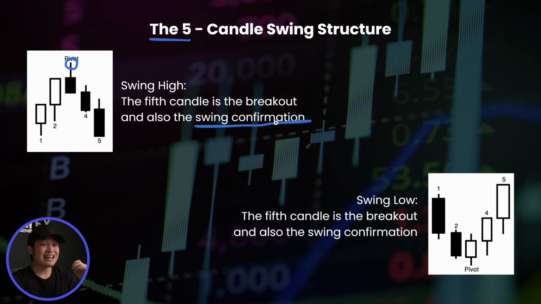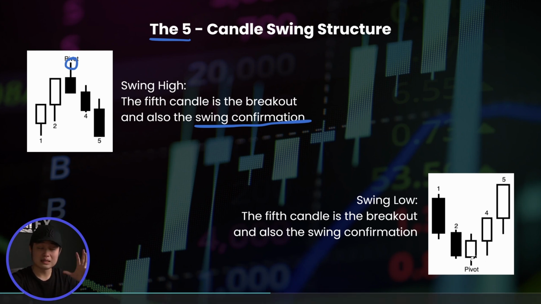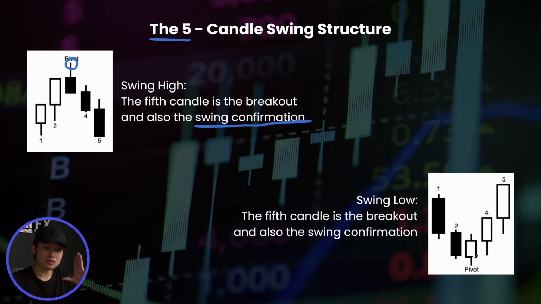Okay, and for the swing low, the middle point or the pivot point is the lowest here. And then of course here the fifth candle is the breakout of the first candle. Okay, the fifth candle is the breakout candle of confirmation that the swing low is valid from the first candle.